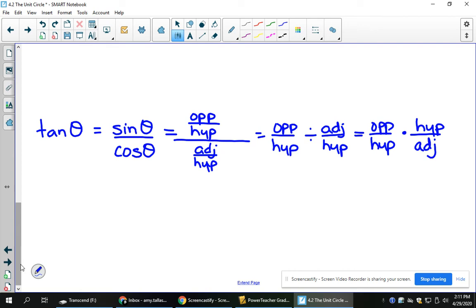Aha, you might be seeing what's happening here. Top and bottom hypotenuse will cancel. You're left with opposite on the top and adjacent on the bottom. Is tan theta equal to opposite over adjacent? Yes. All along in grade 10 and 11, this is secretly what was happening. We just didn't tell you about it. So sine divided by cosine is always going to give you tangent.